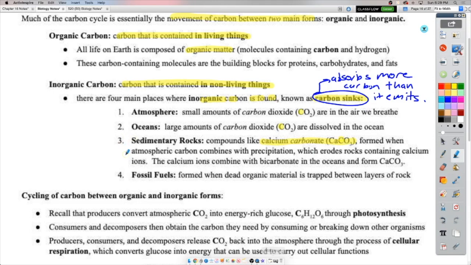And then another big reservoir of inorganic carbon, carbon that is not in living things, is in things that used to be living, okay? Fossil fuels. So fossil fuels are formed when dead organic material is trapped between layers of rock. So for example, most of Fort McMurray's oil sands come from some cyanobacteria that were kind of trapped between layers of rock, compressed, until all their organic parts became hydrocarbons that we would consider inorganic now. Okay, carbon not in a living thing, obviously.